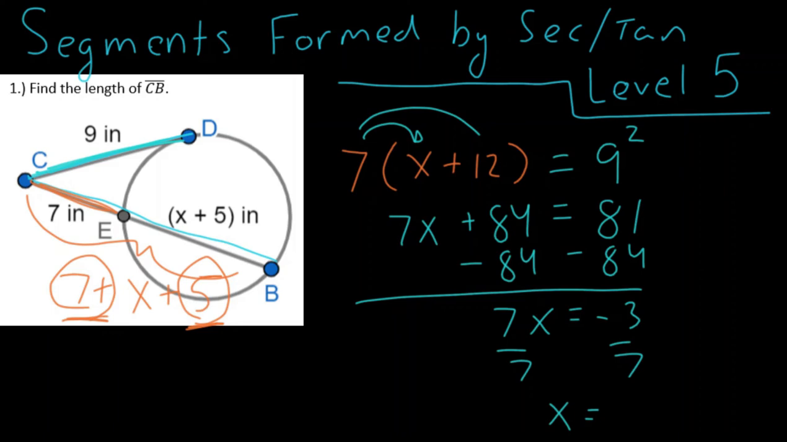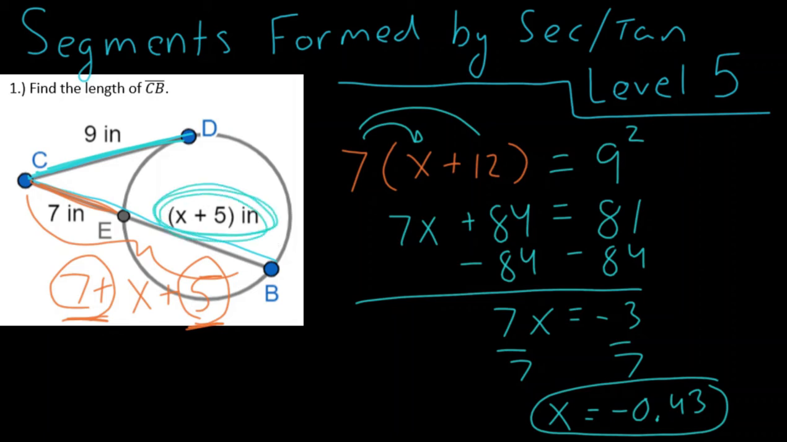Now, let me go ahead and grab a calculator. And let's see what this is as a decimal. Negative 3 divided by 7 would be negative 0.43. And you might be thinking to yourself, wait a second, we can't have a negative x value. Not necessarily true. As long as our segments are not negative, then it doesn't matter whether x is positive. So let's look here. When we look at this x plus 5, this line segment EB, if we were to do negative 0.43 plus 5, it will still be positive. So it is absolutely okay to have a negative value here.